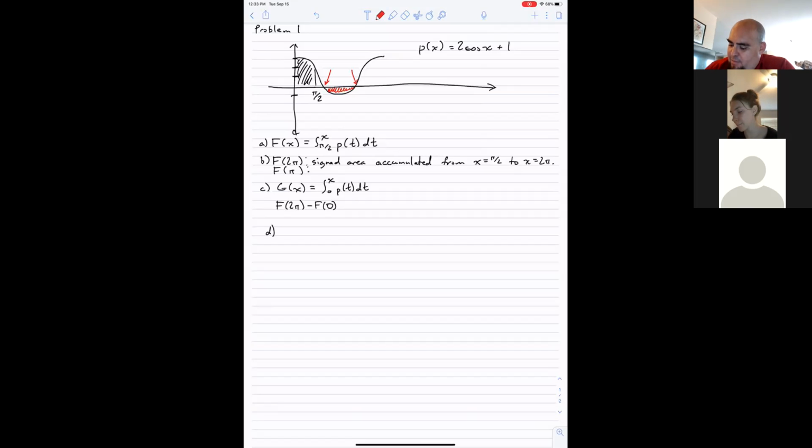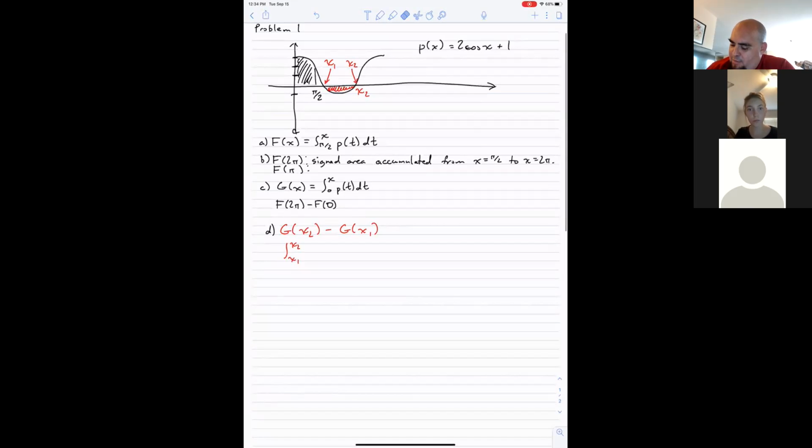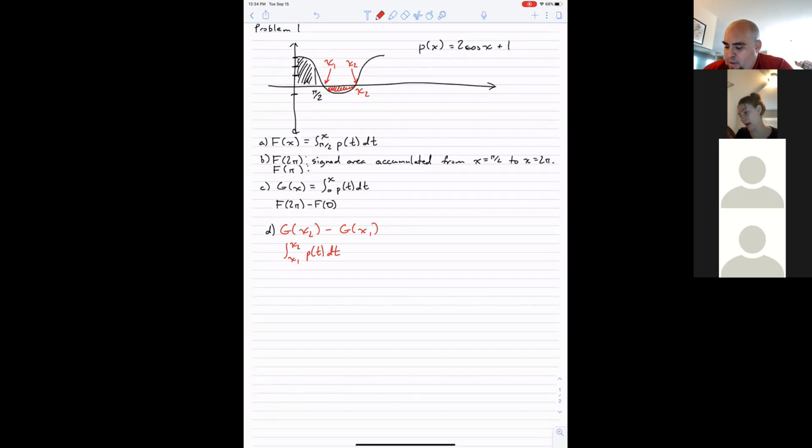Okay. So basically there's a couple ways you can do this. Since you have that g function, we'll call these x1 and x2. You can do g of x2 minus g of x1, or you can do an integral from x1 to x2 of P of t dt. Either one of those will give you that area. Is that a good answer to put? No, I really want to know what those points are.